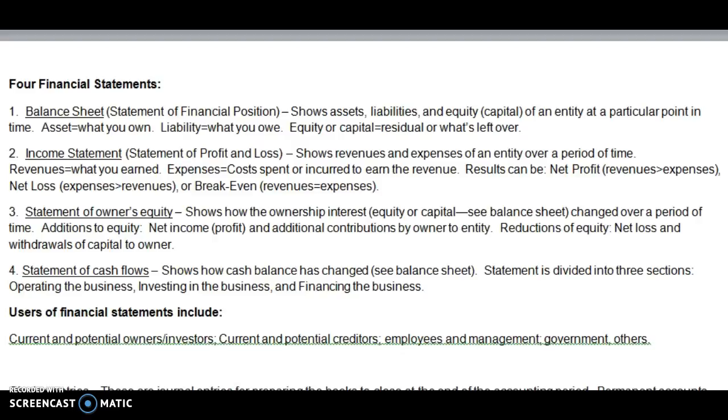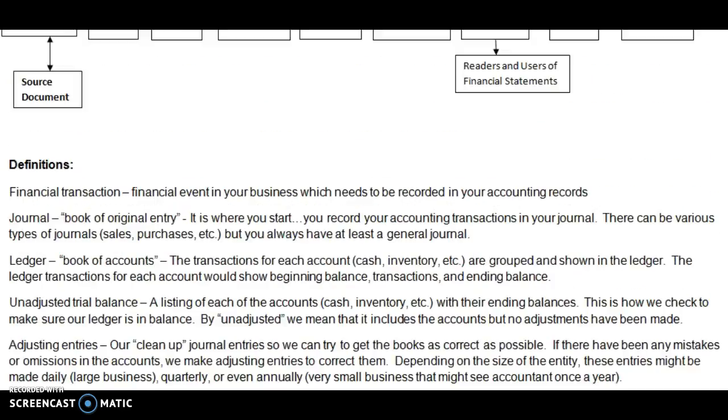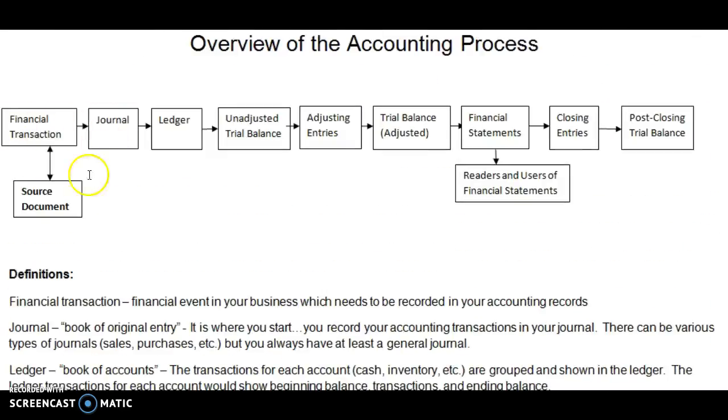So, for example, the bank is going to be a current or a potential creditor that's going to see your financial statements. Current and potential owners and investors will need to see your financial statements. Employees, management, governments, and others will need to see your financial statements. So we want to get them as good as we can. So this is the transactions that we use from the very beginning to get to the financial statements.